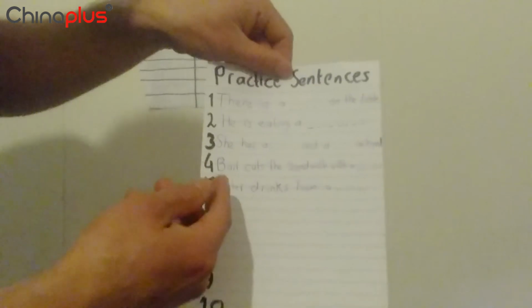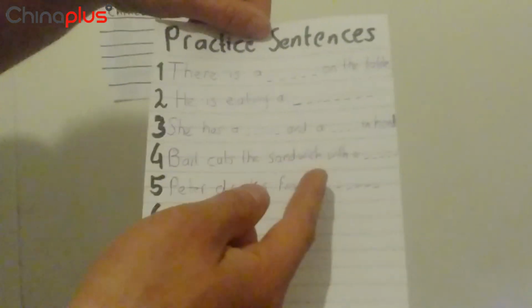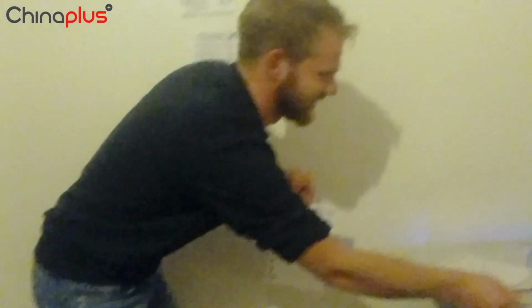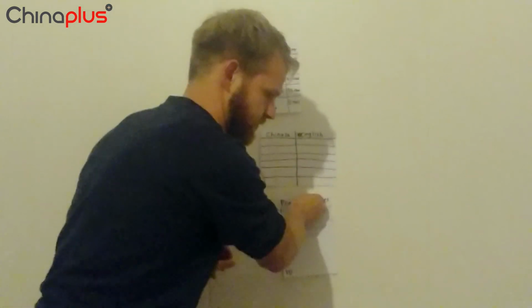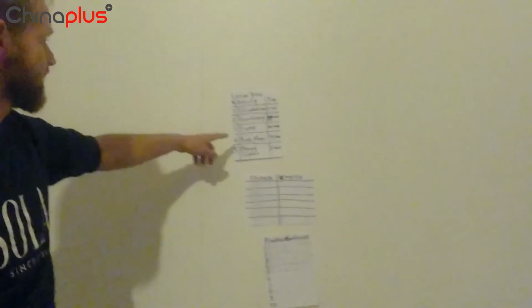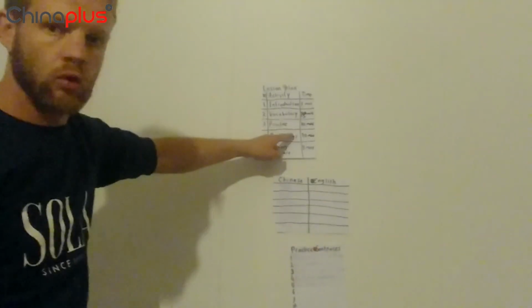So like this, Bart cuts the sandwich with a, well, and that would be the knife. Okay, now after the fixed practice, we'll go on to the next phase, which would be the role play.